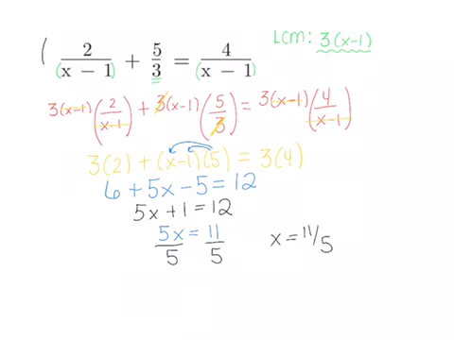So again, if we go to check that, the only thing that would make this denominator here 0, or this one, would be x equals 1. So 1 minus 1 is 0. This is not x equals 1, so this is not extraneous. This is our answer.